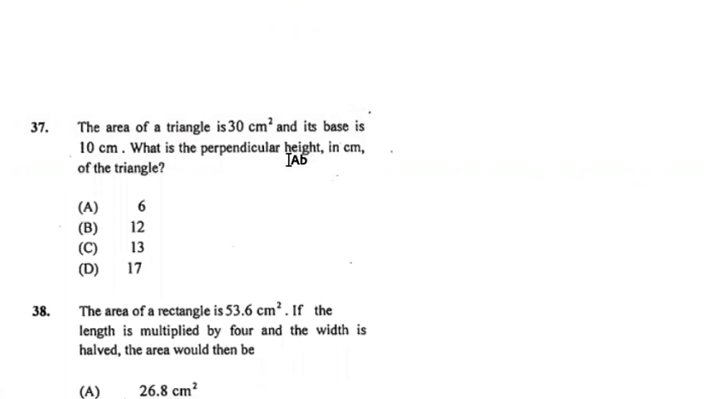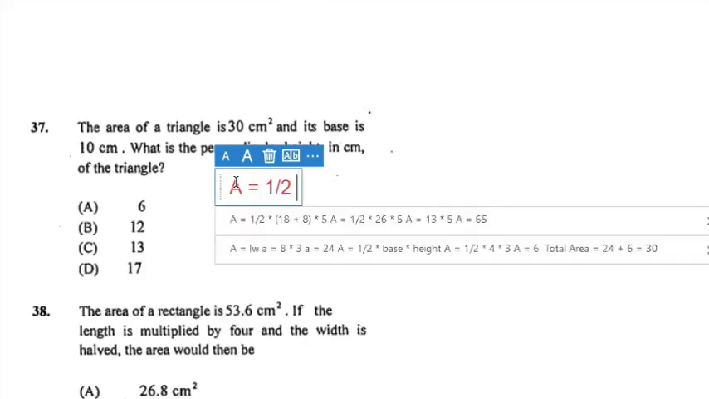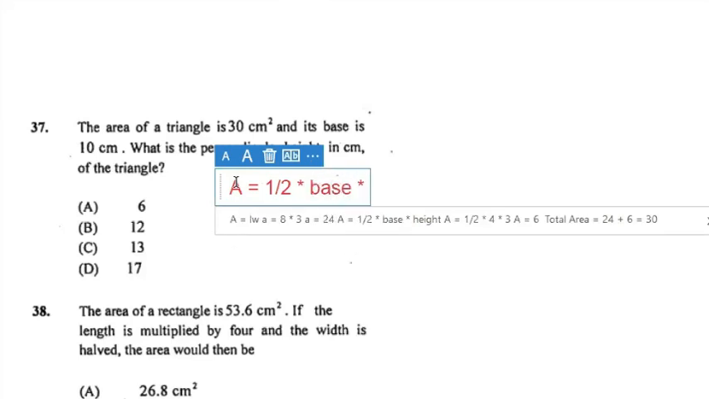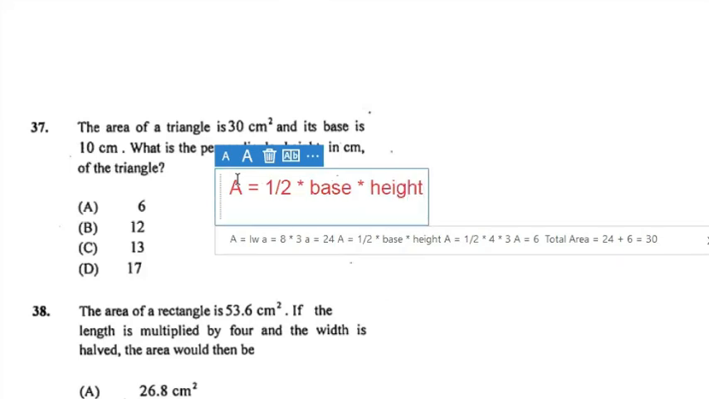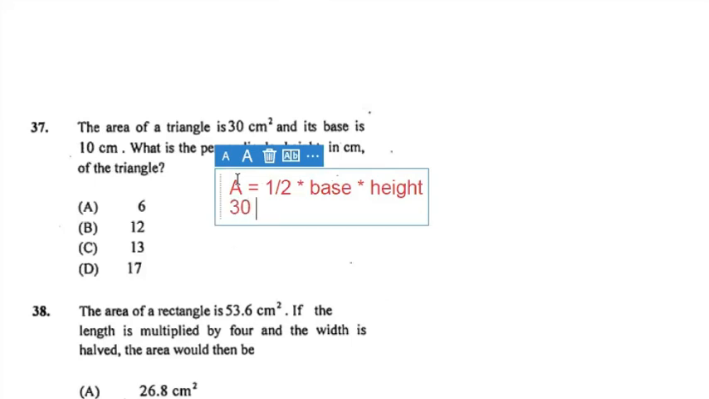So 37, the area of a triangle is 30 centimeters squared and its base is 10 centimeters. What is the perpendicular height in centimeters of the triangle? So remember, area of a triangle is equal to half multiplied by base multiplied by height. And the question gave us the area, so 30 is equal to half multiplied by base, and the base is given as 10, multiplied by height, which we are trying to find.